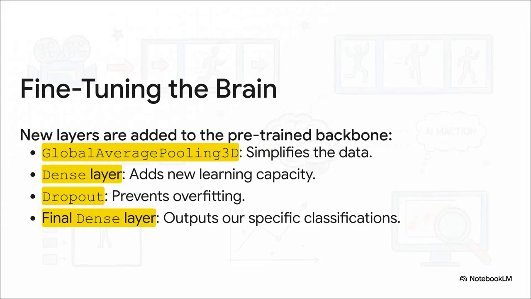So how do we adapt this powerful pre-trained model for our specific task? We use a process called fine-tuning. We basically freeze the original brain and then bolt on a few new layers. One layer takes all the complex information and simplifies it. Another adds some new capacity for learning. We add a special layer called dropout to prevent the model from just memorizing the examples. And then a final output layer makes a prediction for our action.